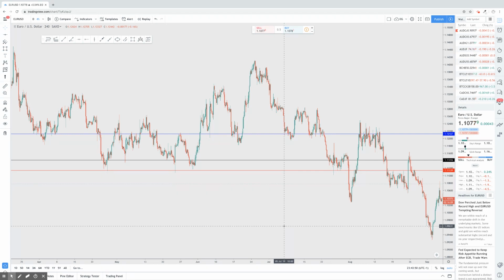We don't want that to happen. Our number one goal is to always protect our capital and our profits, okay? So what we're going to do is, we've removed our stop loss for the other trades, right? Because we've got that strong momentum. We're going to move our stop loss up.